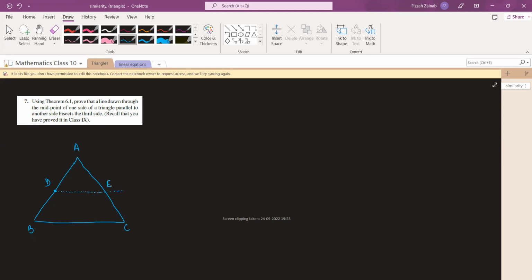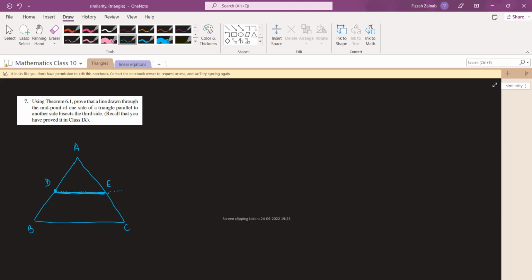Yeah, so ma'am, I am not saying that E is the midpoint. I have to prove that E is the midpoint of AC. I only know that D is the midpoint of AB and the line DE is actually parallel to BC. That's all I know. So you have to prove that E is also the midpoint of AC.